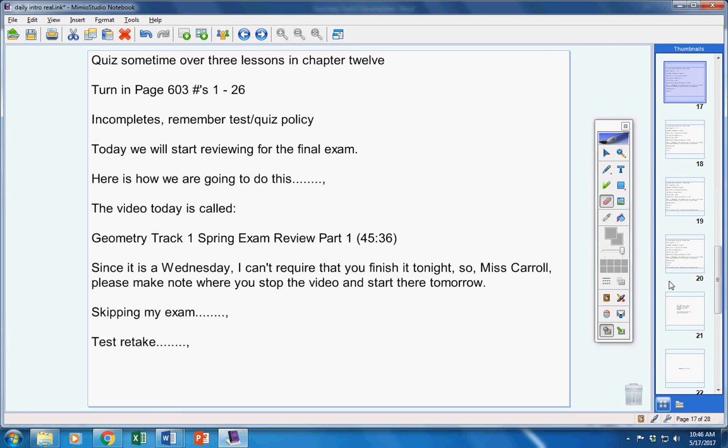Test retake. A person emailed me. I told them they had until Tuesday or Wednesday. So that person that wants to retake their test needs to retake it today, or they're not retaking it.